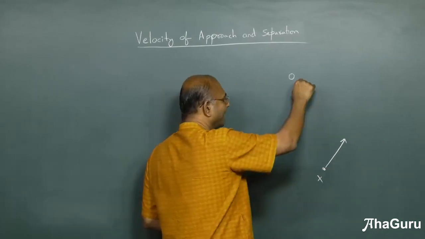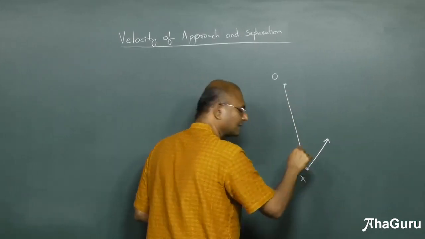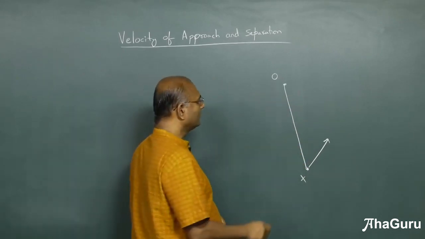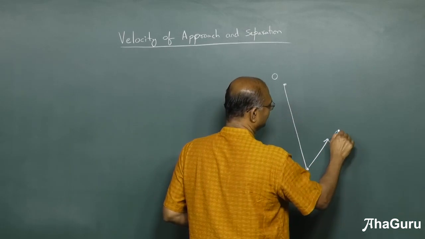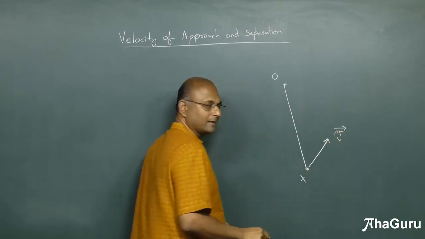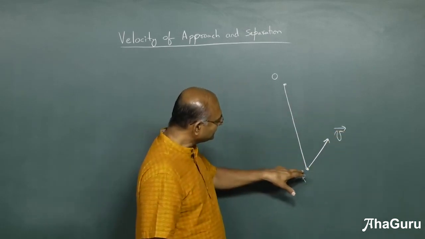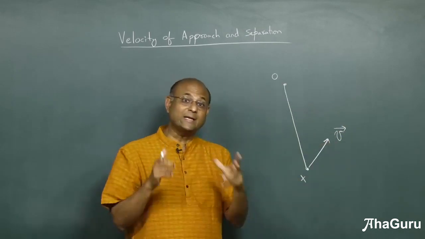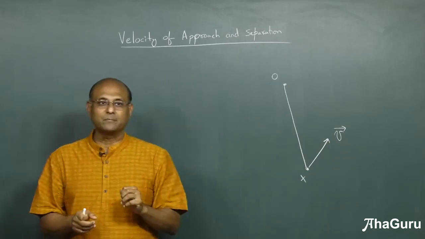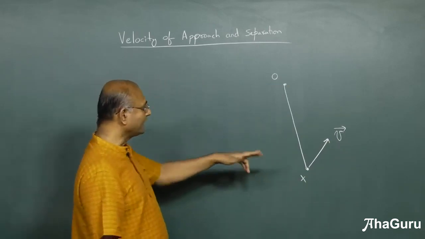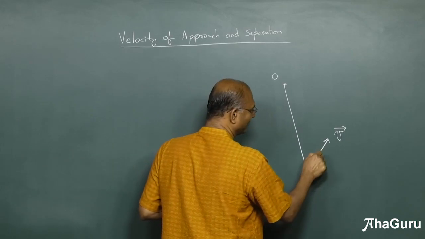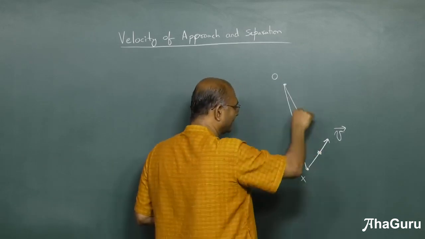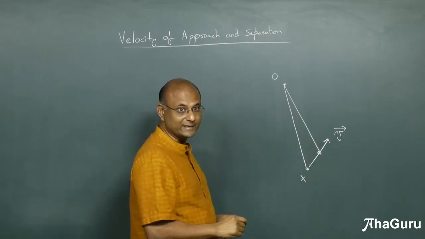OX is the initial distance between O and x. Now, if this is the velocity of x, let's call this v. Now the question is: is the velocity going to reduce the distance OX? Is it going to increase the distance, or is it going to remain the same? What do you think? Well, if I showed it to you like this, clearly x is going to go to this place after a little time. So once you go here, you can see that the distance has decreased.